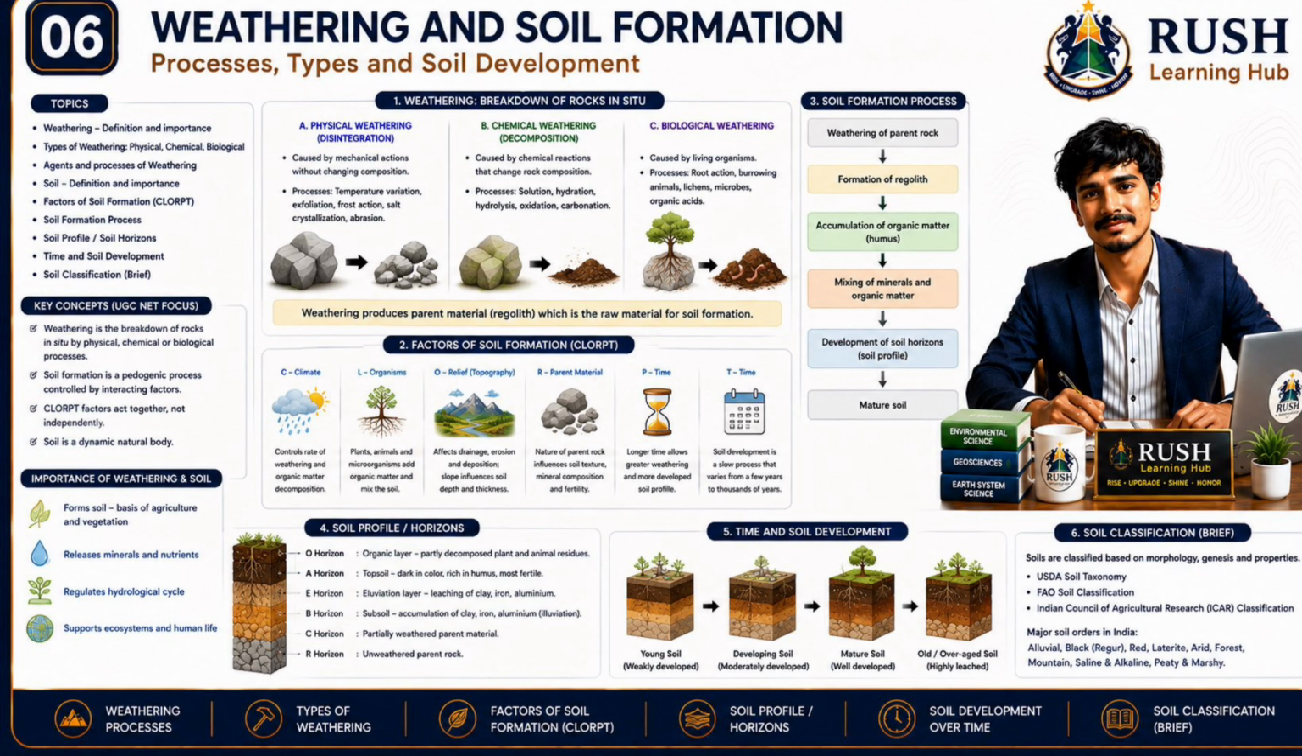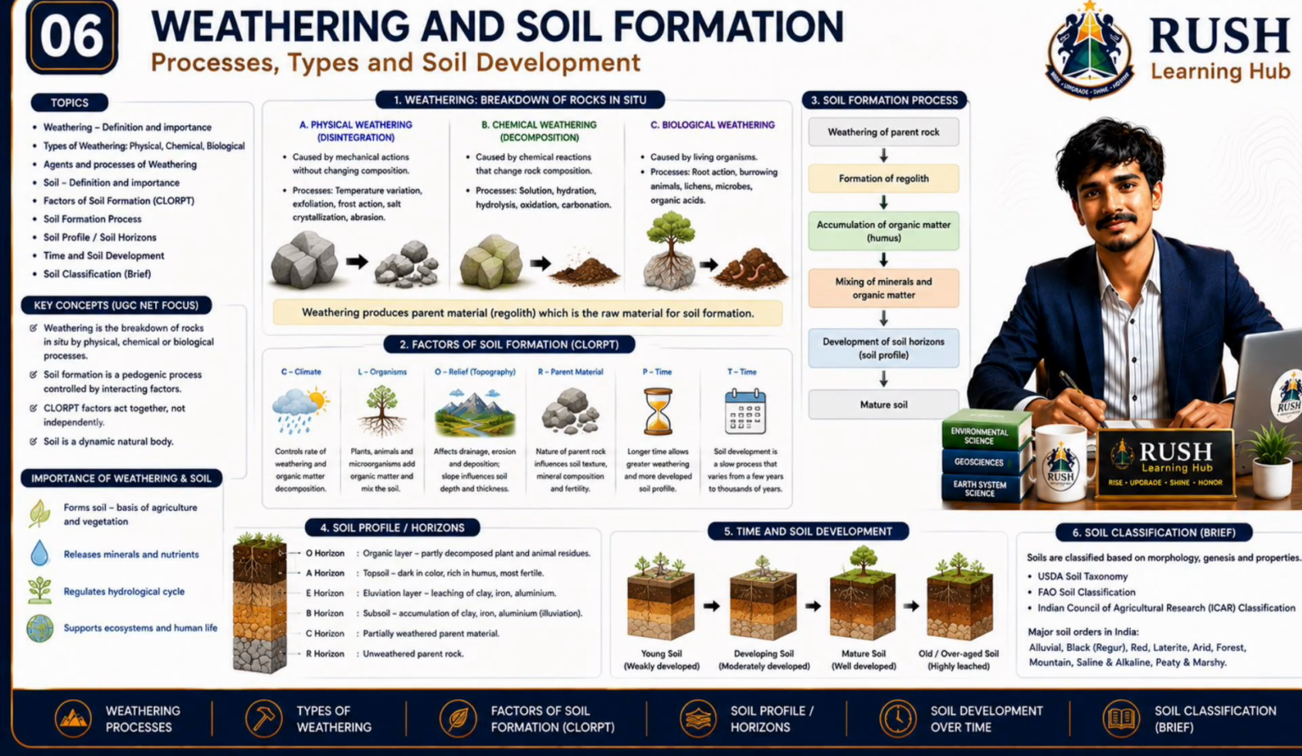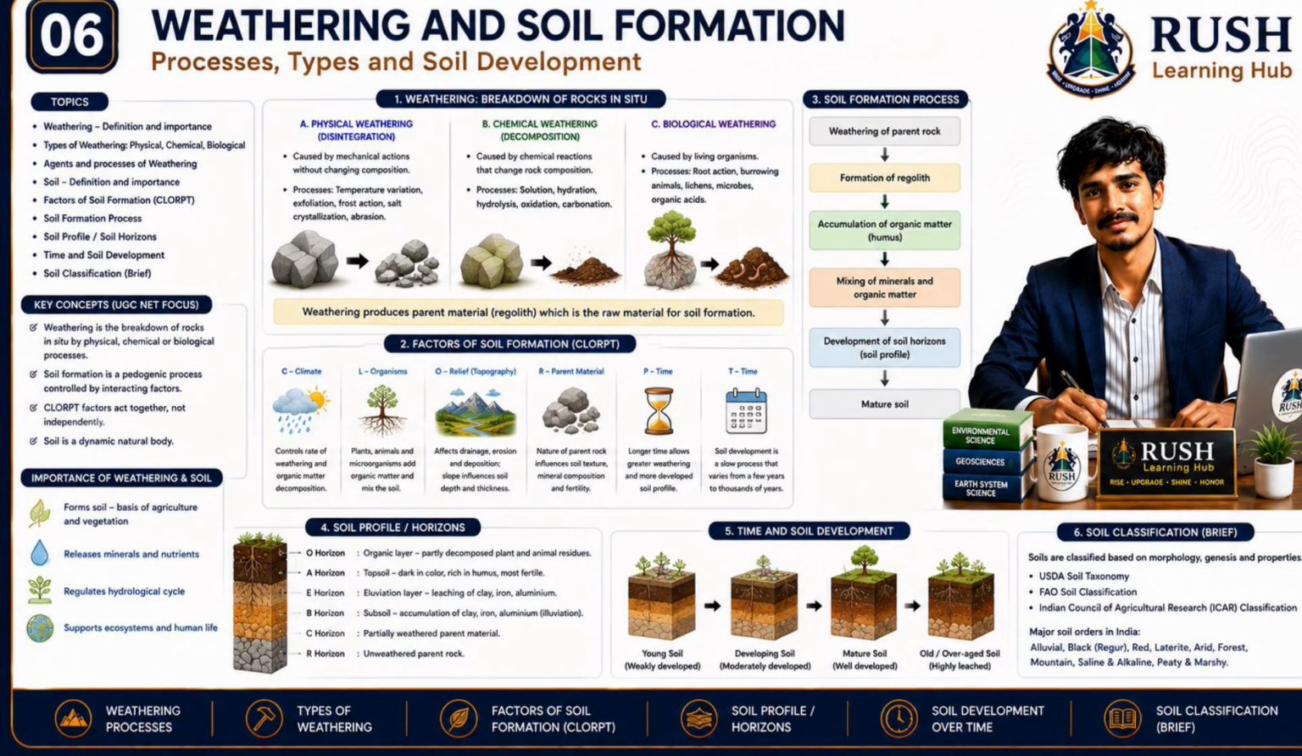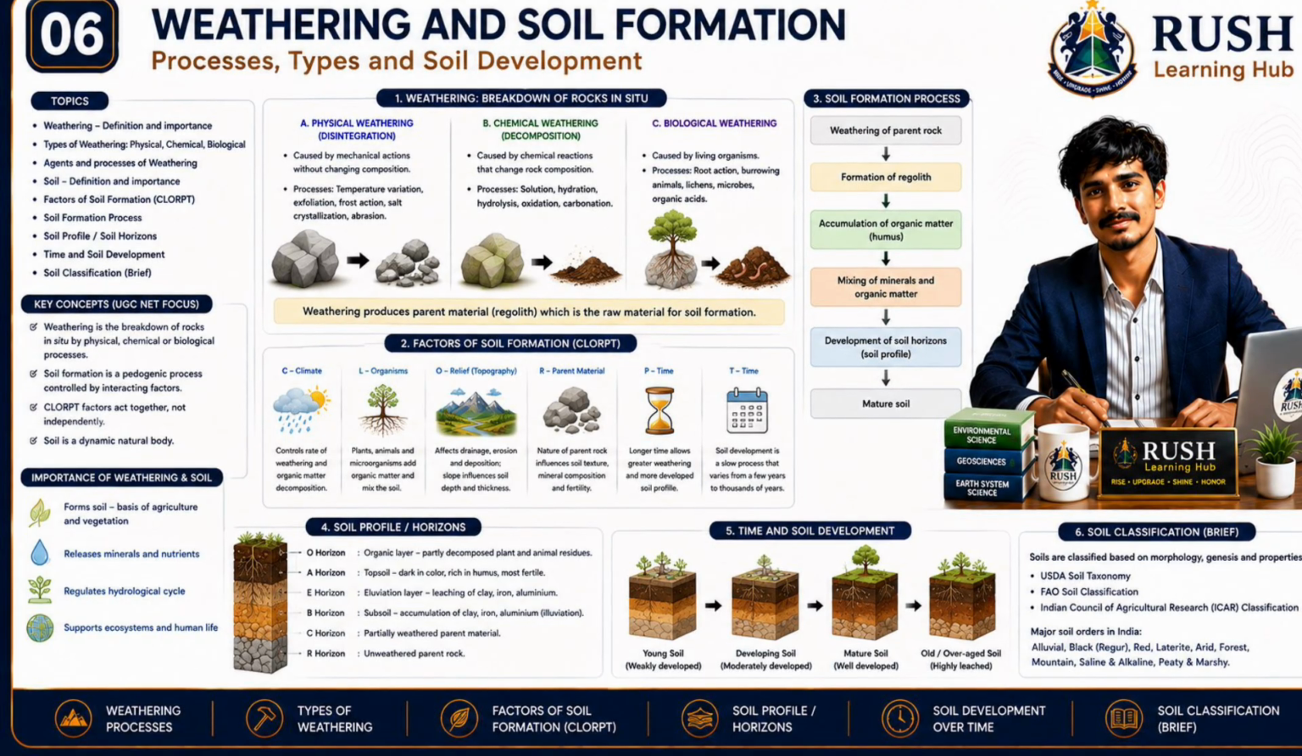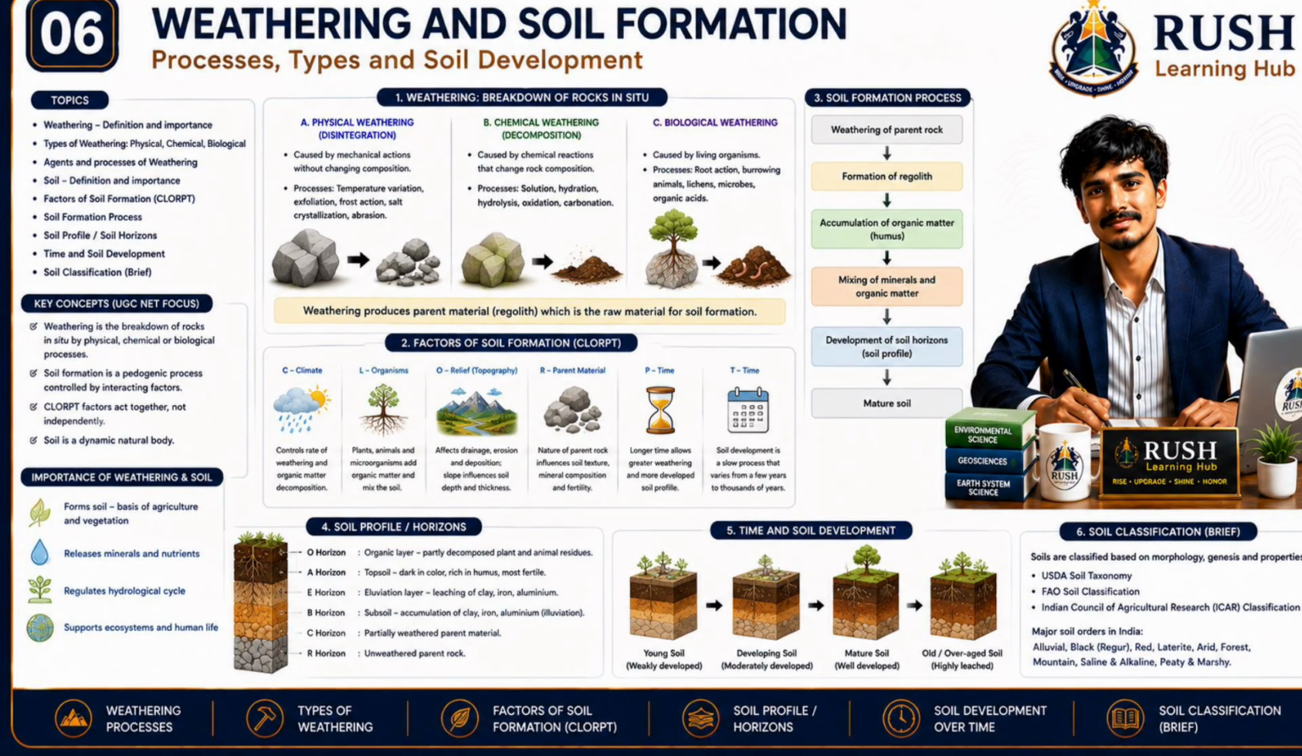For the UGC NET examination, remember the following important concepts. Definition of weathering. Difference between weathering and erosion. Types of weathering. Chemical weathering reactions including hydration, hydrolysis, oxidation, carbonation, and solution. Agents of erosion and transportation. Forms of transportation, namely traction, saltation, suspension, and solution.